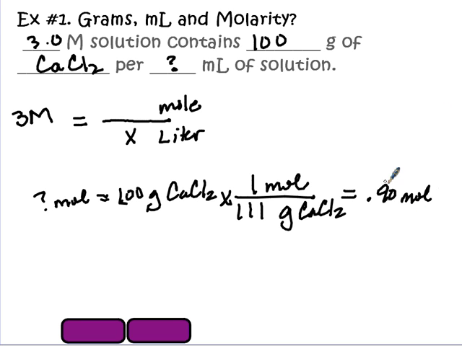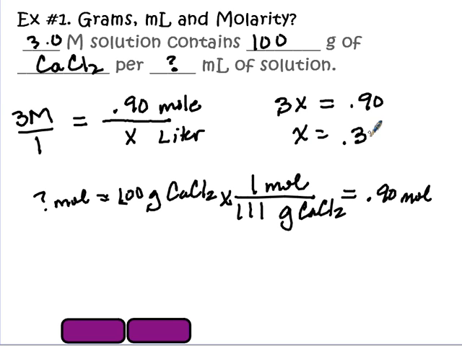Now that I have the calcium chloride, the solute, in moles, I can throw it into my formula. And again, I'm going to do that trick, cross multiply and divide here. So I'm going to get 3x is equal to 0.9. And when I crunch this out, I'm going to get that x is equal to 0.30. 0.30 what? Liters. You see that? It's in liters.